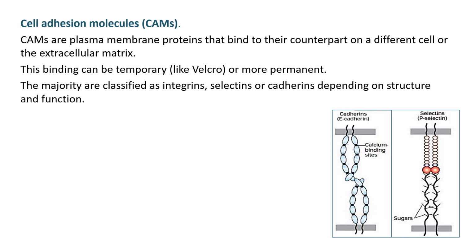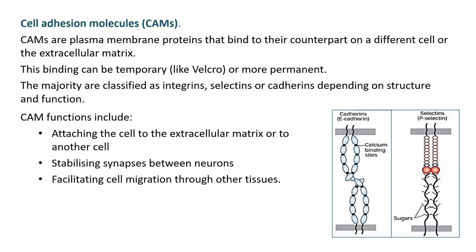And there's various different types. There's integrins, selectins, cadherins, depending on their structure and function. And our cell junctions that we talked about, adherens junctions, for example, have these cell adhesion molecules between each side, holding them together. So they're a component part of bigger junctions, but they can operate in their own right. Their functions include attaching the cell to the extracellular matrix or to another cell.